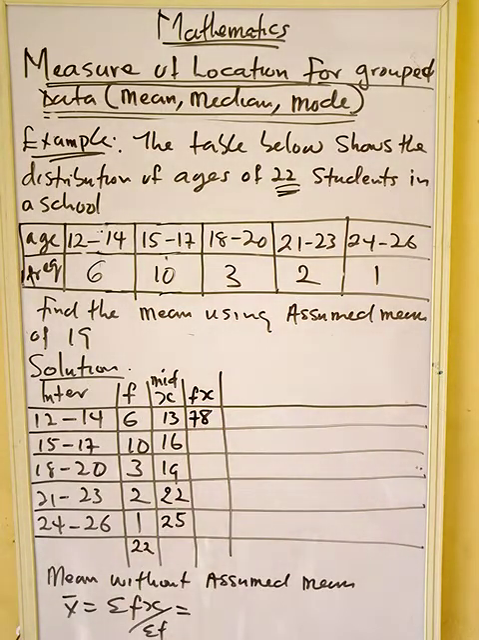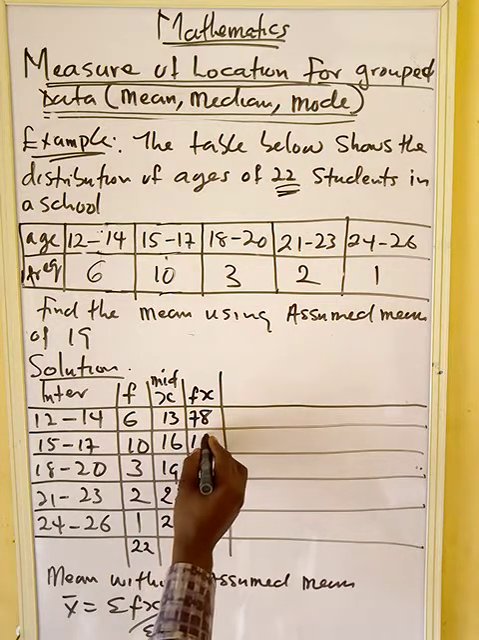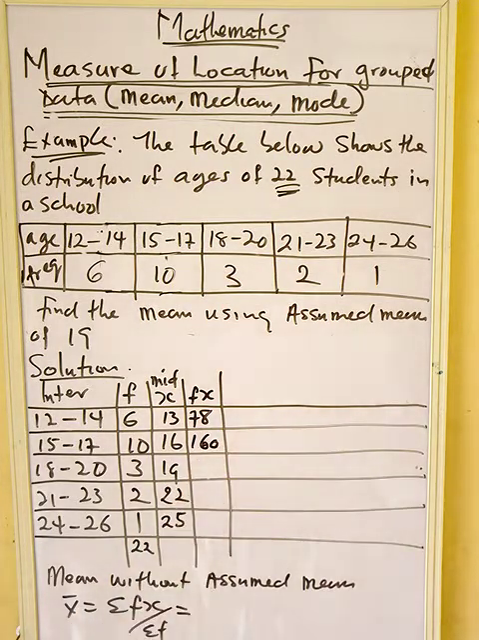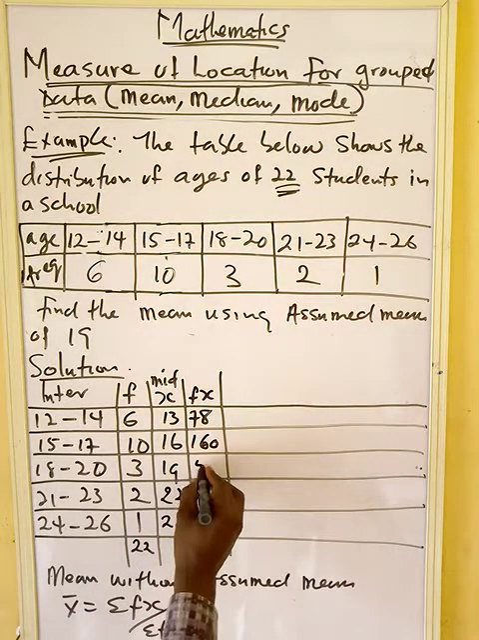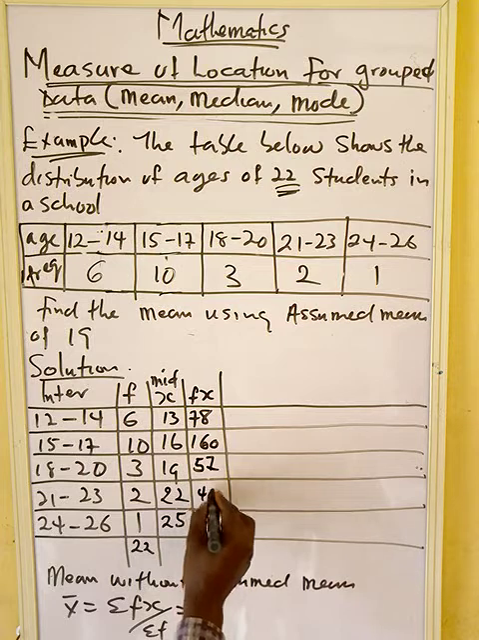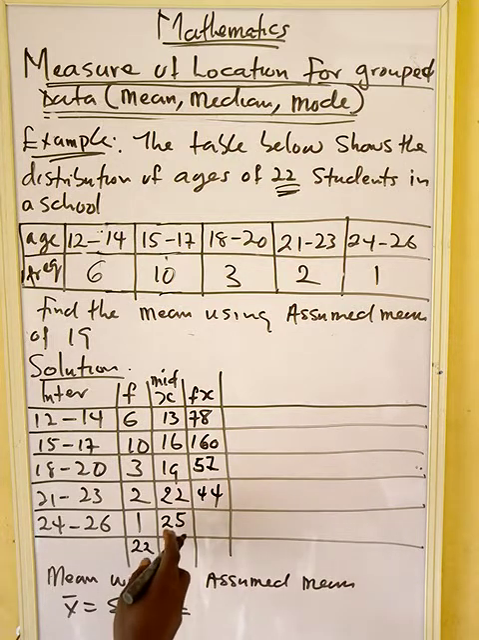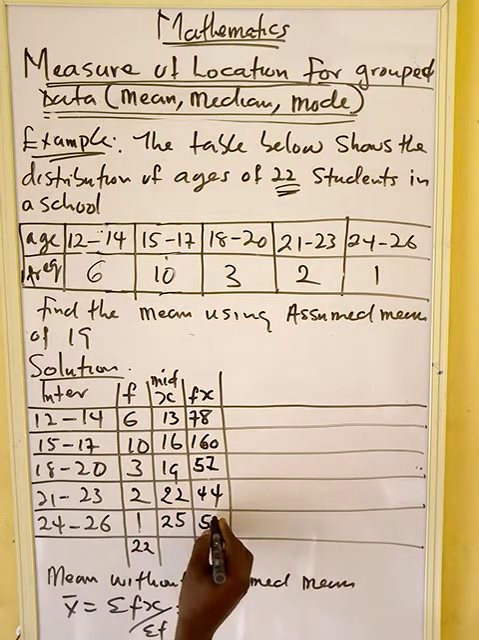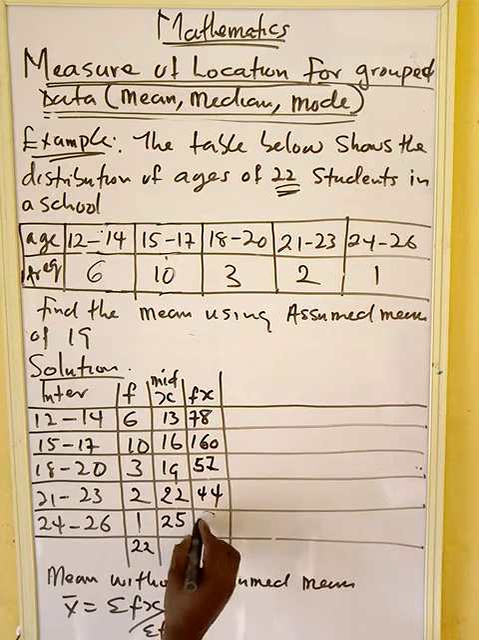The next one is 10 times 16, which will give us 160. The next one will be 19 times 3, which will give us 57. The next one will be 22 times 2, which will give us 44. Then 25 times 1 will give us 25.